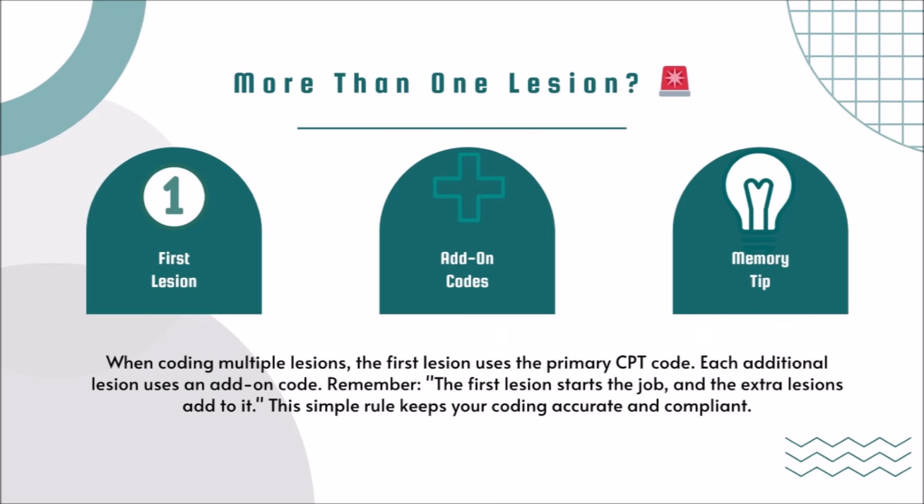Do you have more than one lesion to code? When coding multiple lesions, the first lesion uses the primary CPT code. Each additional lesion uses an add-on code. So remember, the first lesion starts the job and the extra lesions add to it. This simple rule keeps your coding accurate and compliant.